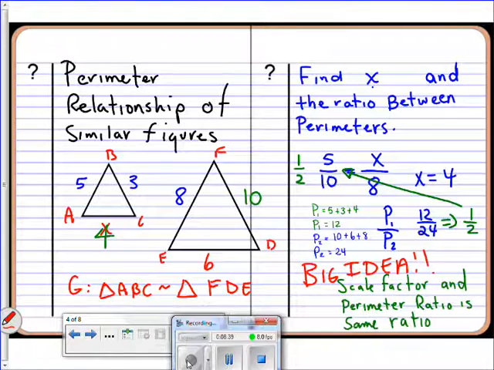Here's the big idea. The scale factor, in this case, it was 5 over 10, which reduced to 1/2. The scale factor and the perimeter ratios are the same. Let me change that grammatically. Are the same. Okay? That's very important. Write that down, highlight it, whatever you have to do.